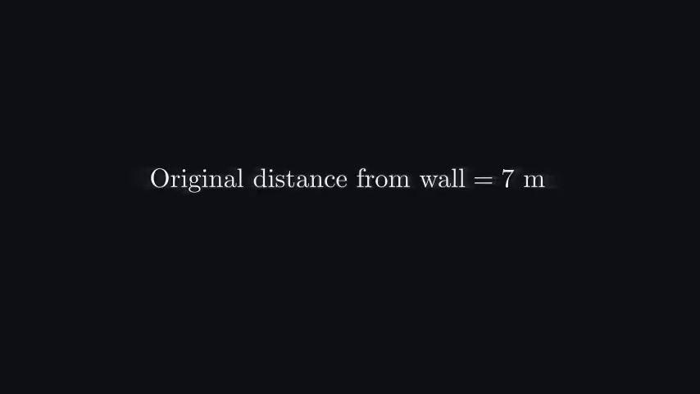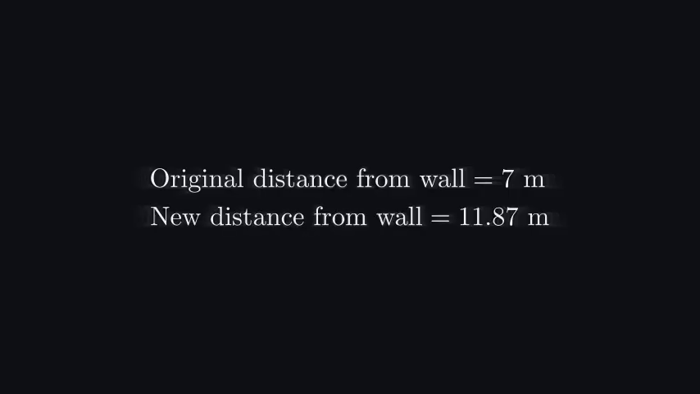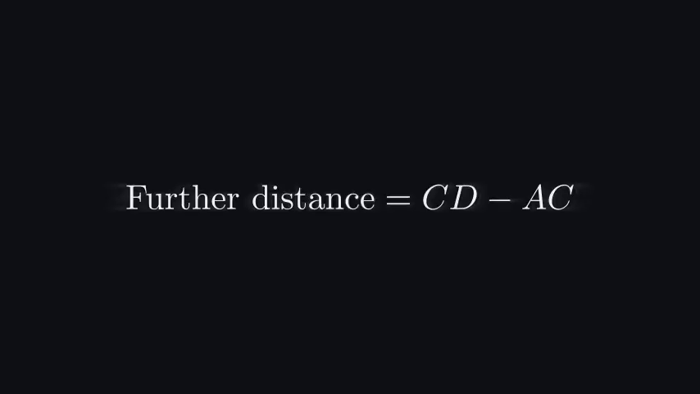Original distance from wall equals 7 meters. New distance from wall equals 11.87 meters. The question does not ask for the new distance from the wall. It asks how much further away the lower end moves. So we subtract the original distance from the new distance. The lower end moves 4.87 meters further away from the wall. Correct to two significant figures, this is 4.9 meters.